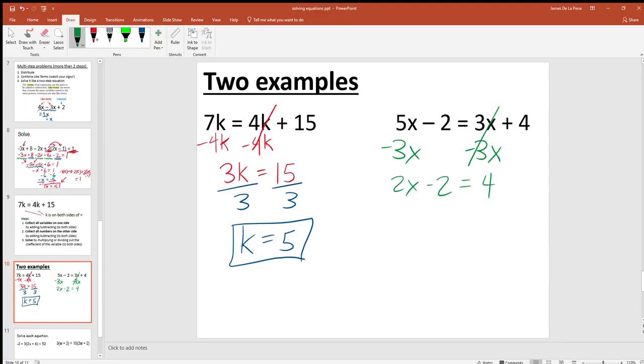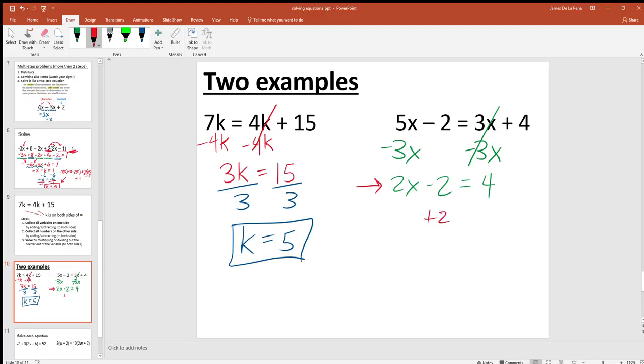If we had done it by taking away the 5x on left and right, it would have still worked. We would have still been able to do that. But it would have ended up being a lot of negative numbers that we sometimes don't want to deal with. So here now we've got a two-step equation. We have 2x minus 2 equals 4.